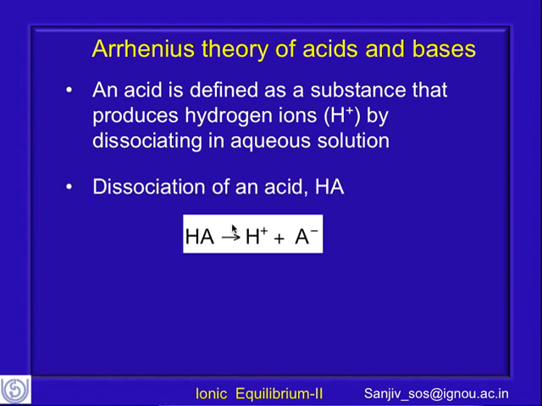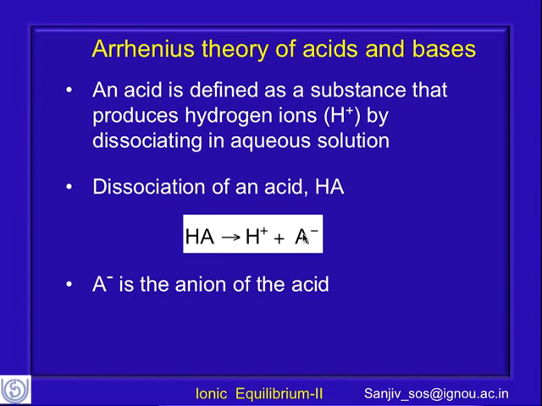So if I take the example of a generic acid HA, that's a typical way of representing an acid. That acid will dissociate. This arrow indicates a dissociation to give you hydrogen ions and A minus. A minus happens to be the anion of the acid.